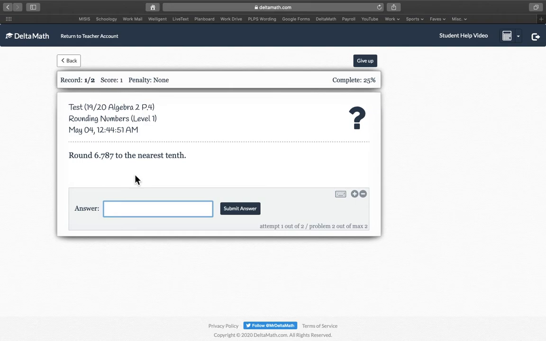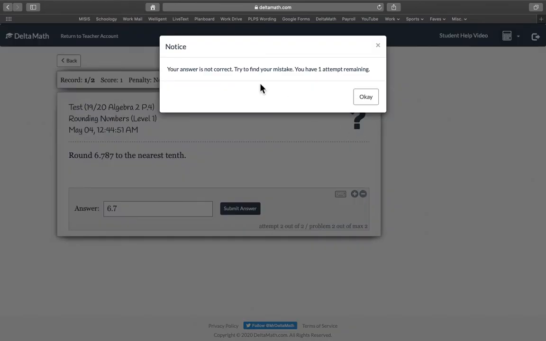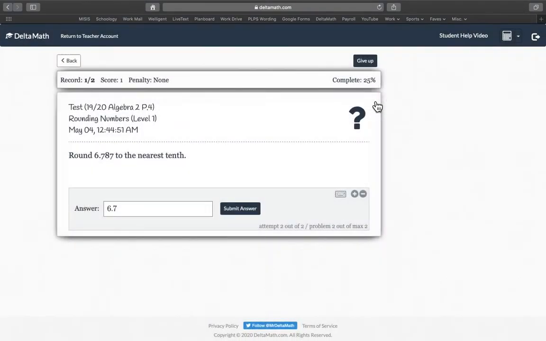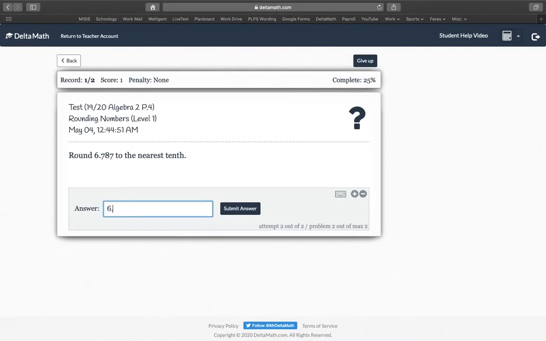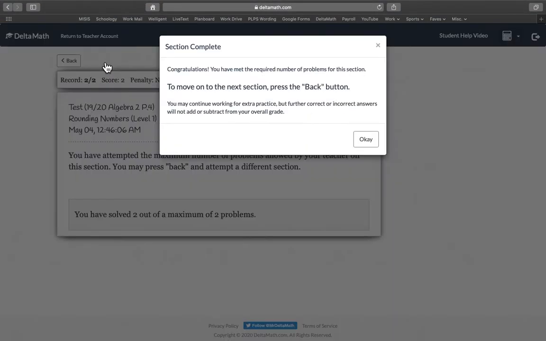But let's say I make a mistake and I put 6.7. I hit submit. I hit yes. Nope. This is not correct. Try to find your answer. You have one more attempt left. I say to myself, wait a minute, what did I do? It is 6.7. Oh, wait a minute. The 8 tells the 7 to go to an 8. So it's 6.8. Submit answer. I hit yes. Look at that. I got 2 checks. I hit next problem.